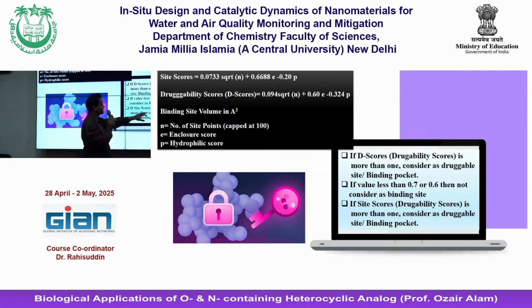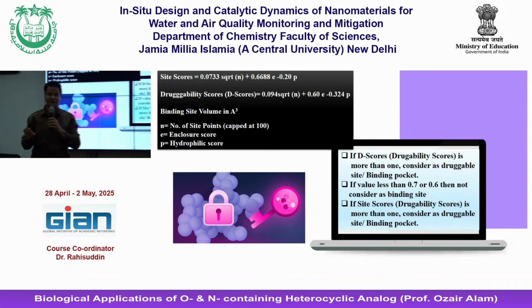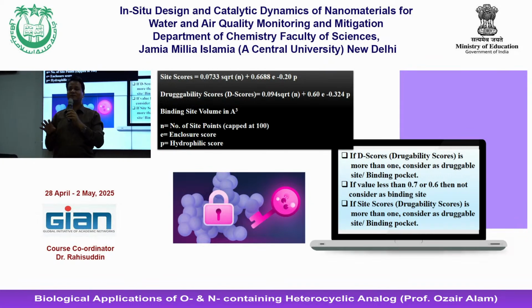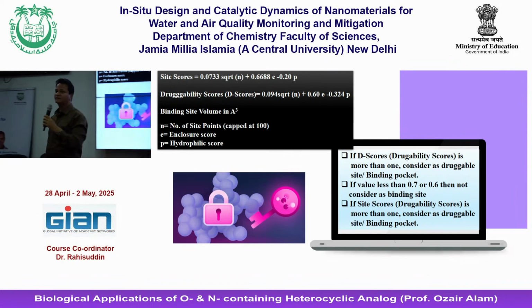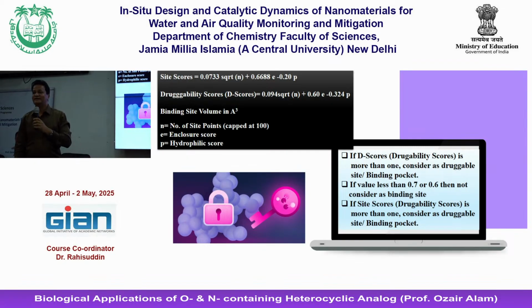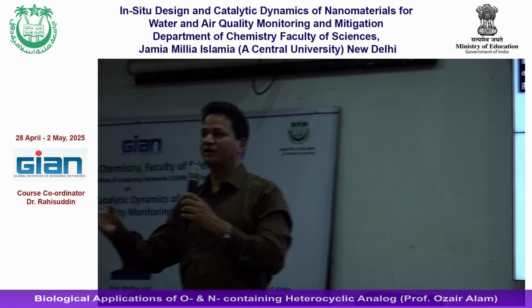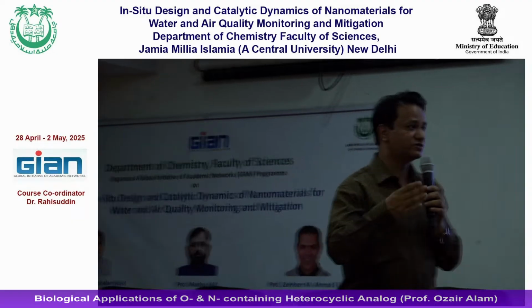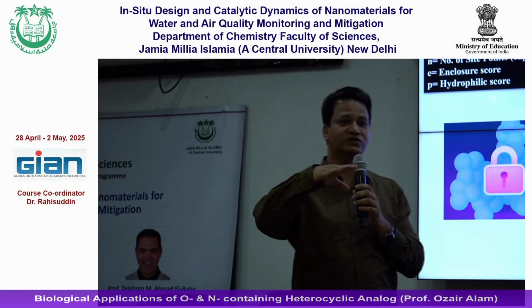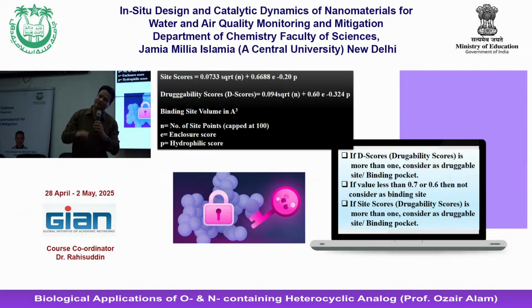If the site score and druggability score are more than 1, consider it a druggable site or binding site. You can understand on what basis we find the binding site or binding pocket in the receptor or protein: on the basis of D score and site score, which must be more than 1. And the criterion by which we do not consider a site is if the D score or site score is less than 0.7 or 0.6.